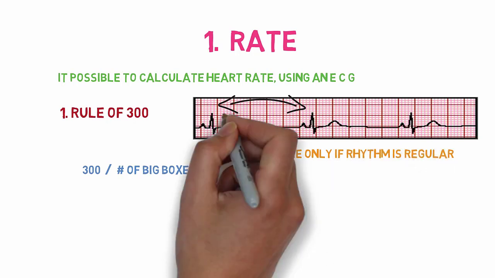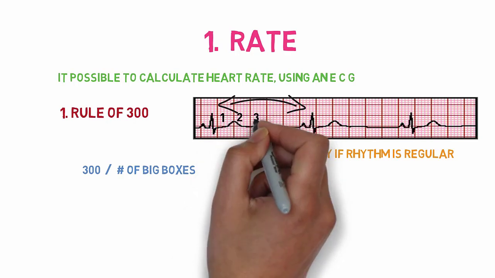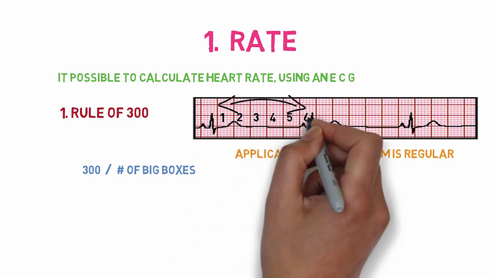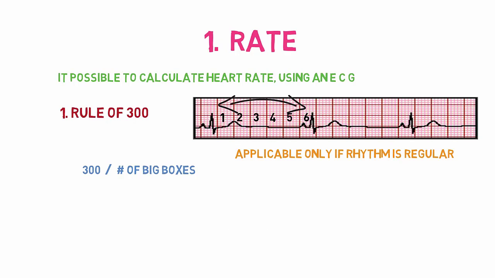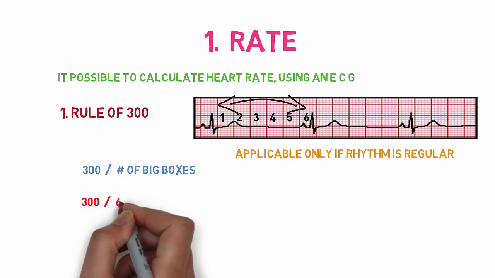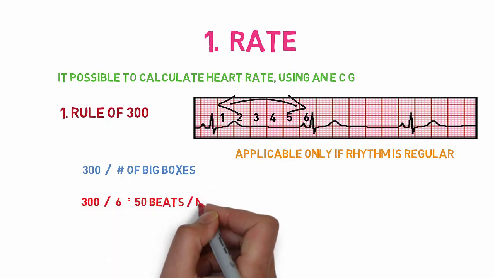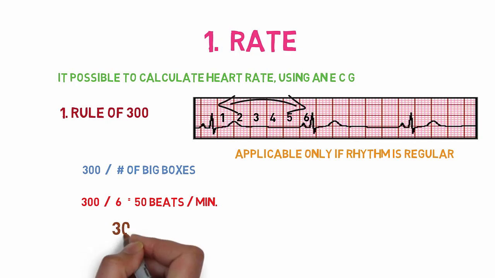Let us examine this ECG. Count the big boxes between two R waves. There are 6 big boxes between two R waves. We have to divide 300 by 6. Heart rate is 50. What is this 300? And how did we get this number?